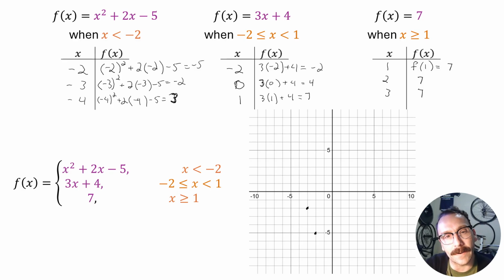And then our next value is going to be -4. And the output is going to be equal to 3. So we're going to be up here. Interesting. Okay. All right. Oh, and then a point here.